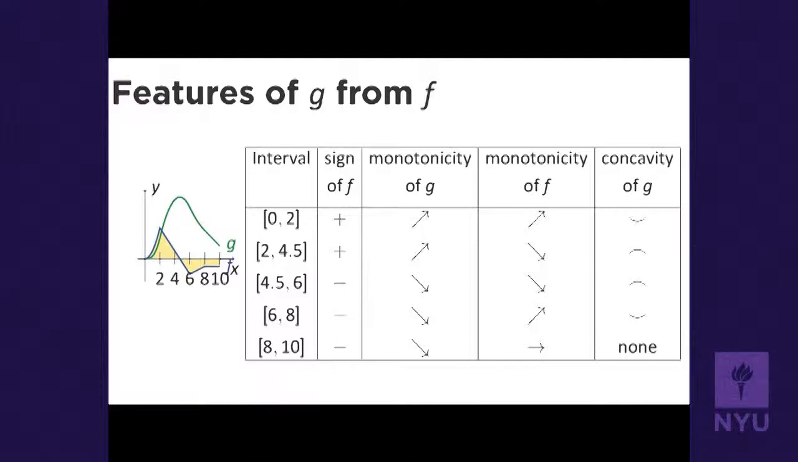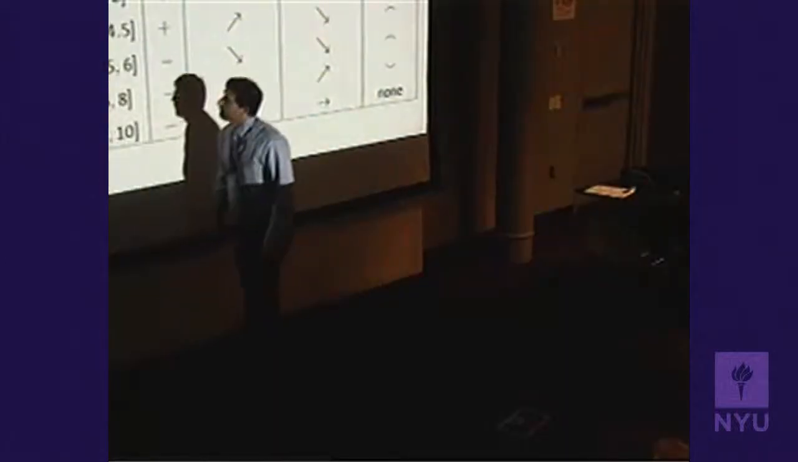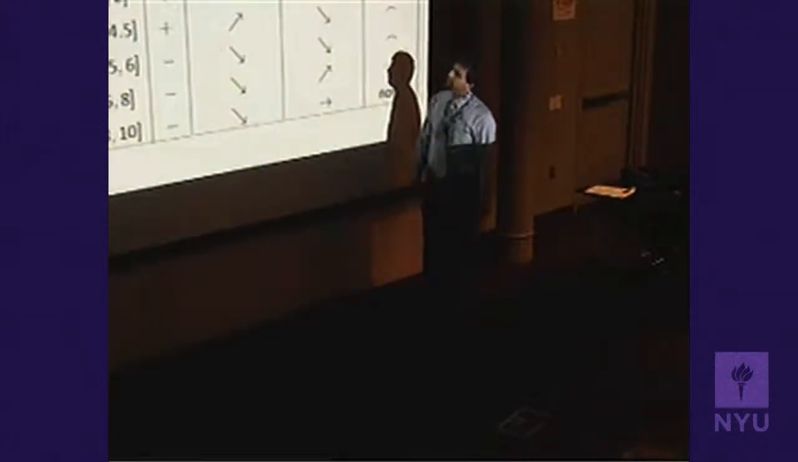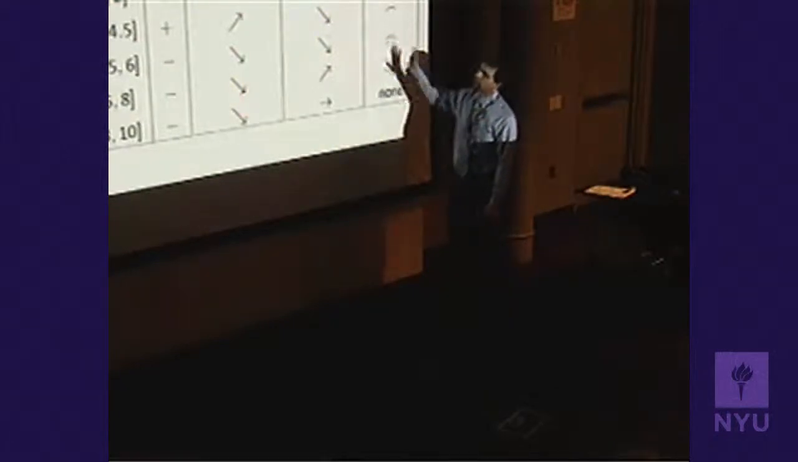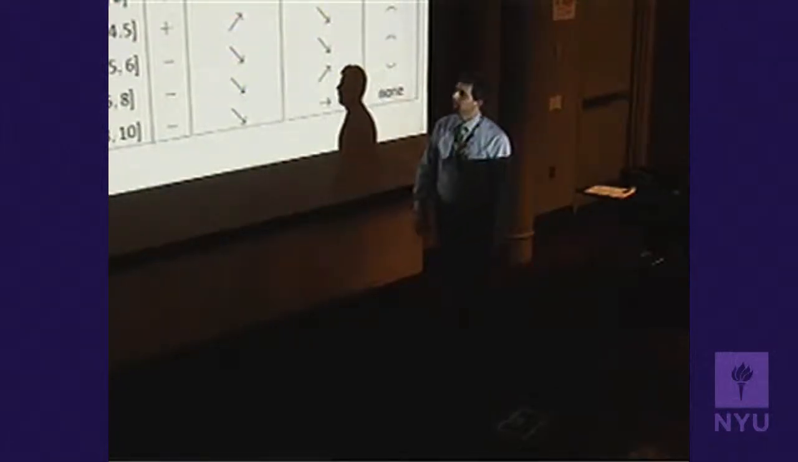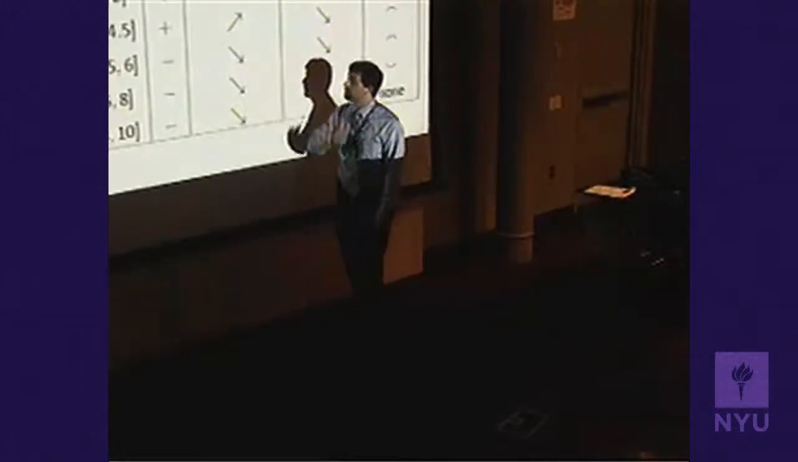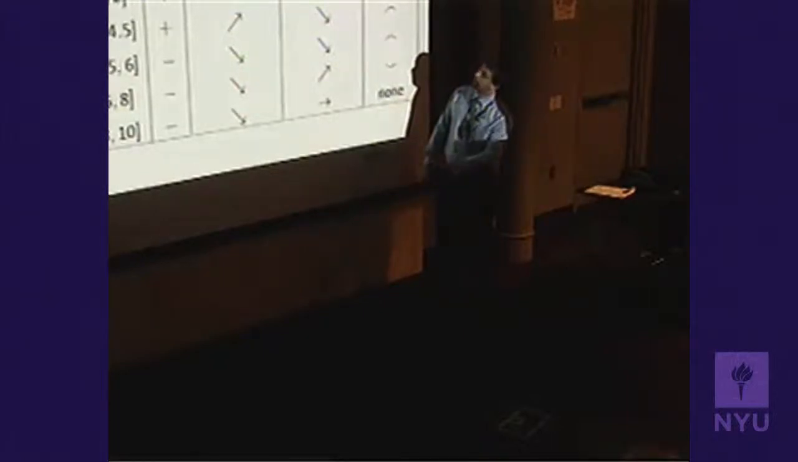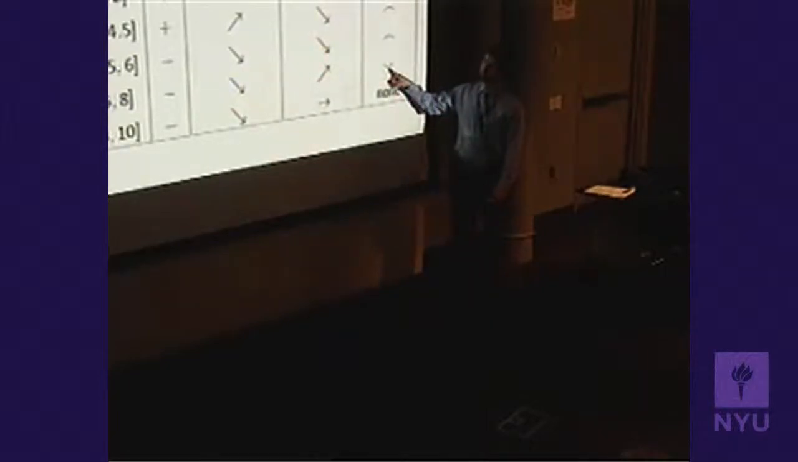Between 4.5 and 6, f becomes negative. So in our accumulation, we are now subtracting from g. G is decreasing. Because f is decreasing, g is going to be concave down. Between 6 and 8, f is negative, so we're still subtracting, which means g is still decreasing. But the amount we're subtracting is not as much as before, so f turns out to be increasing, and the graph of g is concave up, because we're subtracting less area than we were before.